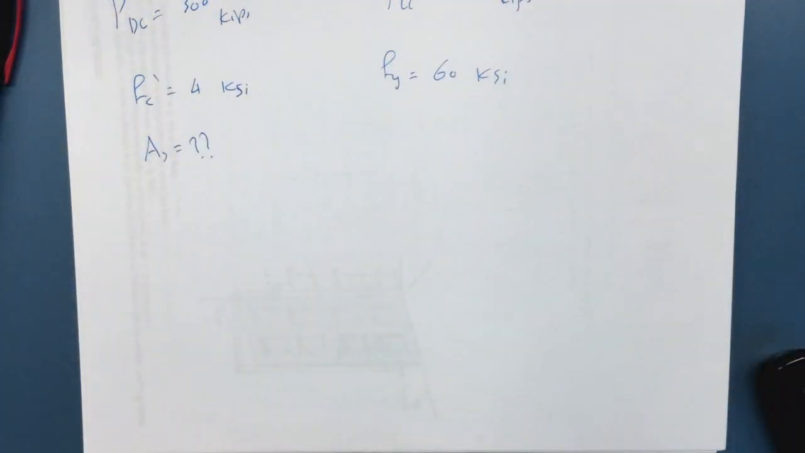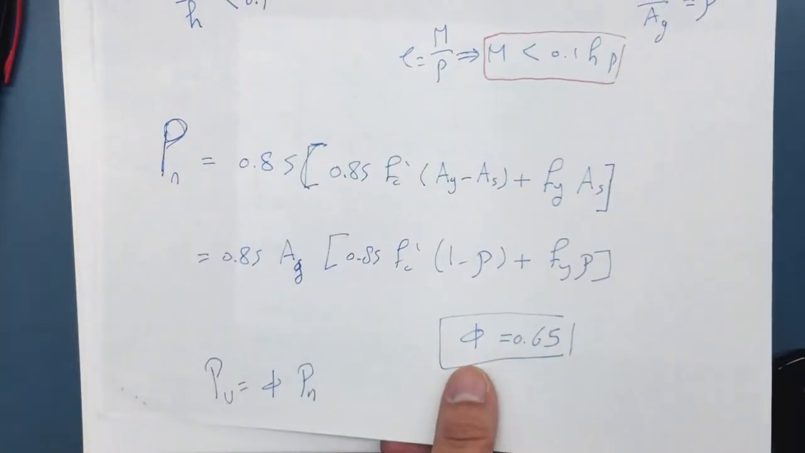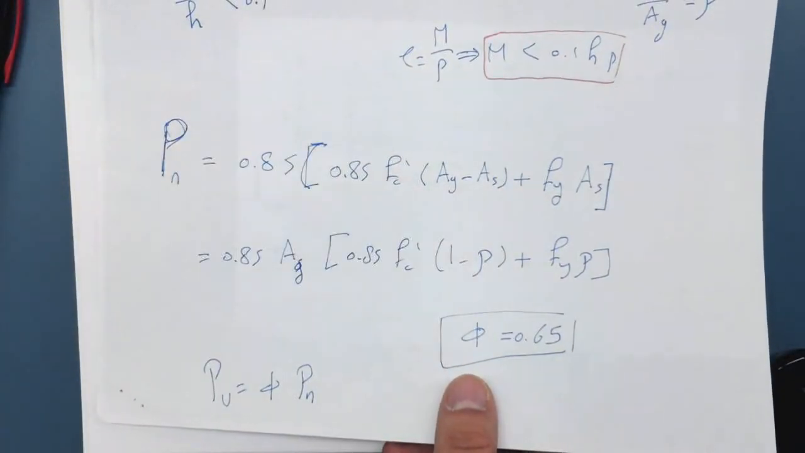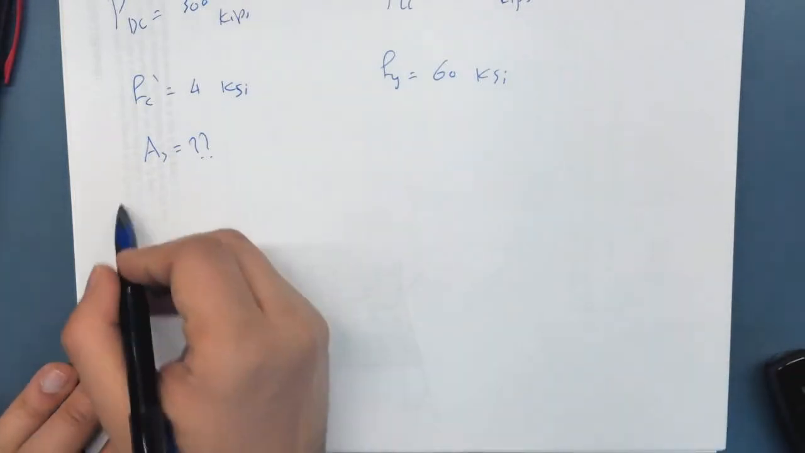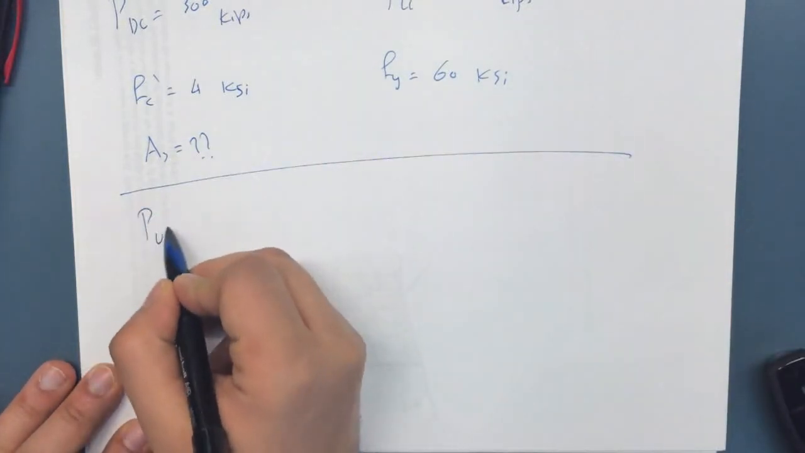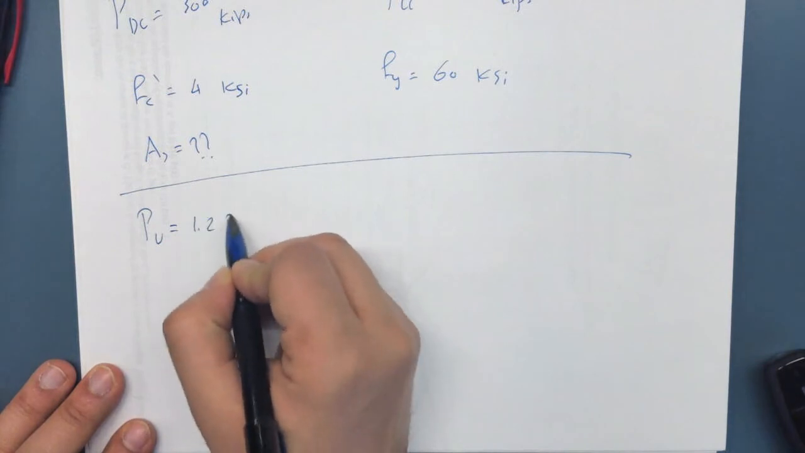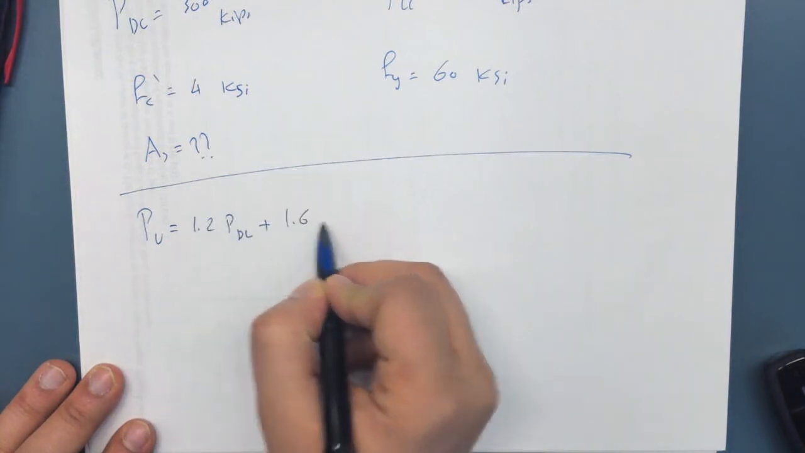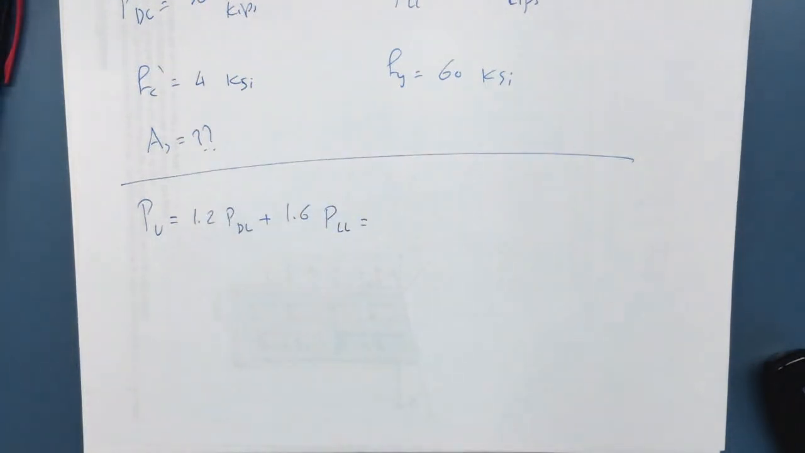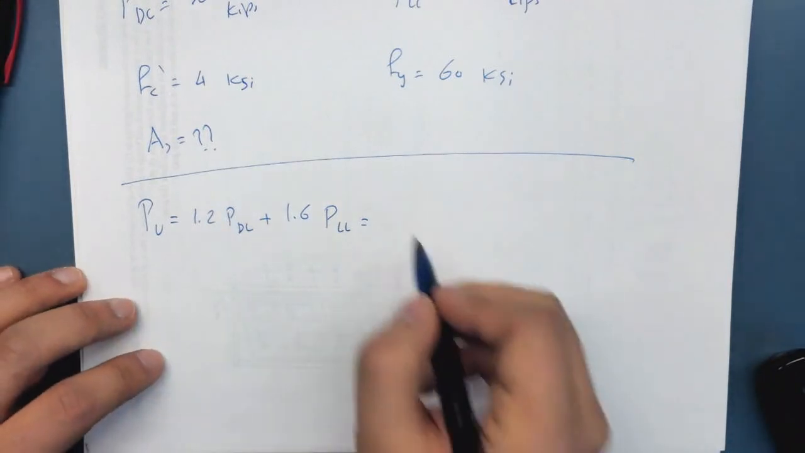Okay. So you are just looking for every piece of information in this equation over here. If you can find them, you can solve the equation. So from here, we know that P ultimate is equal to 1.2 P dead load plus 1.6 P live load. So this is going to be equal to 920 kips.